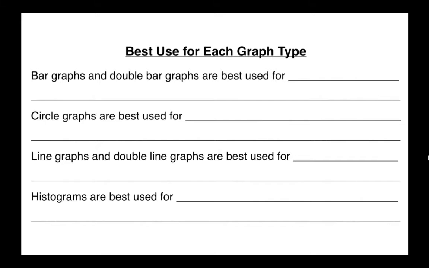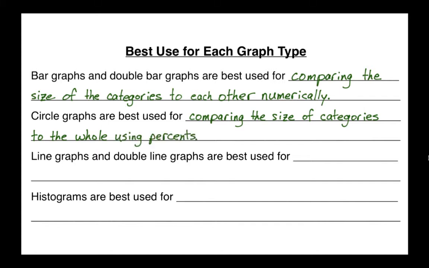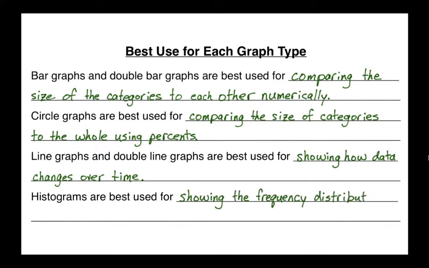If we're going to use bar graphs or double bar graphs, they're best used for comparing the size of categories to each other using numbers. Circle graphs are best suited for comparing the size of categories to the whole using percents. Line graphs and double line graphs are best used for showing how data changes over time. And histograms are best used for showing the frequency distribution of some measured quantity. We're going to see examples of that as we go along.